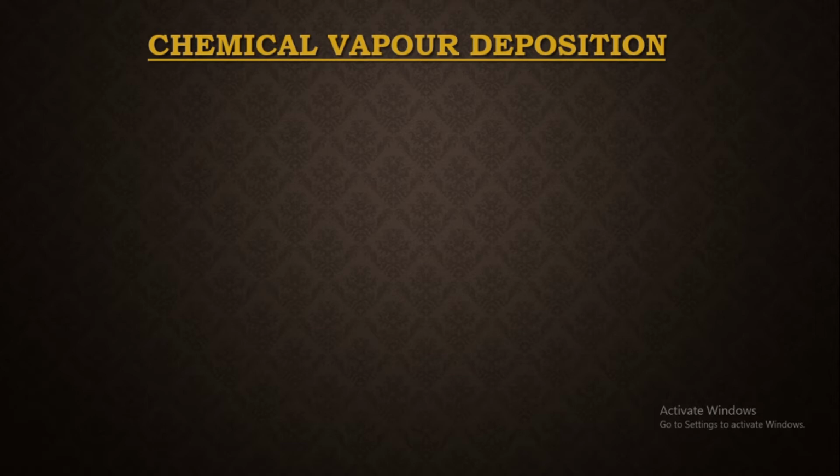So what actually is the difference between physical vapor deposition and chemical vapor deposition is evident from the name itself. In physical vapor deposition we use some aids for heating the substance so that a thin film will be deposited, and here mainly chemical reactions are responsible for thin film deposition.